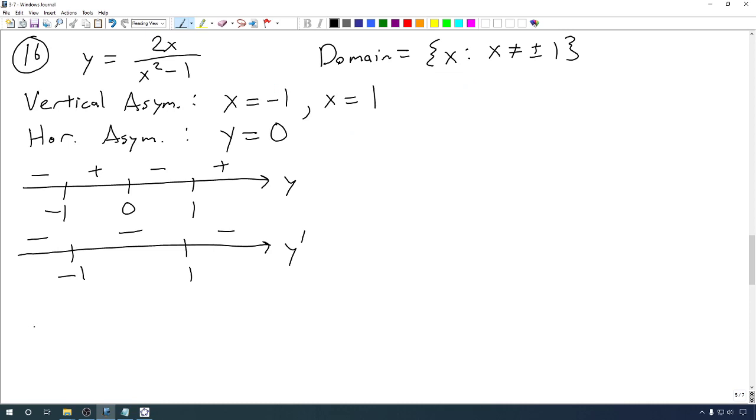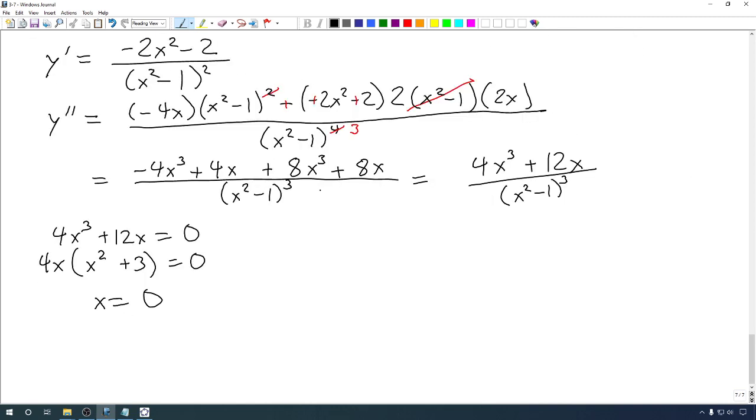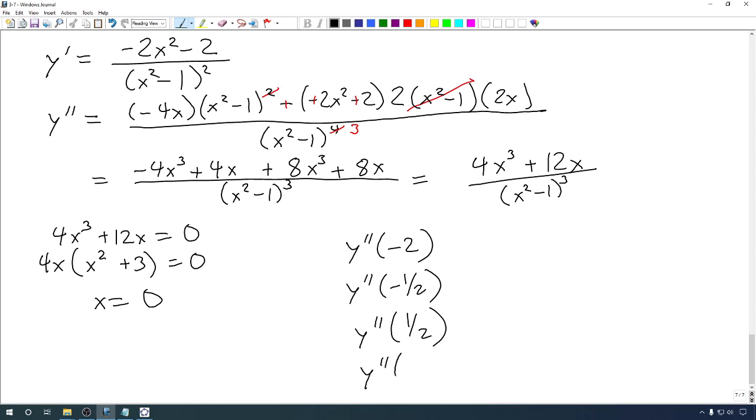So I'm going to have a number line for y double prime that's going to have 0 on it, but it's also going to have our discontinuities of negative 1 and 1. So actually, it's looking very similar to our number line for y already. We do want to take test points, though. I'm going to pick the same negative 2, negative 1/2, 1/2, and 2. But I need to plug those numbers now into our formula for y double prime.